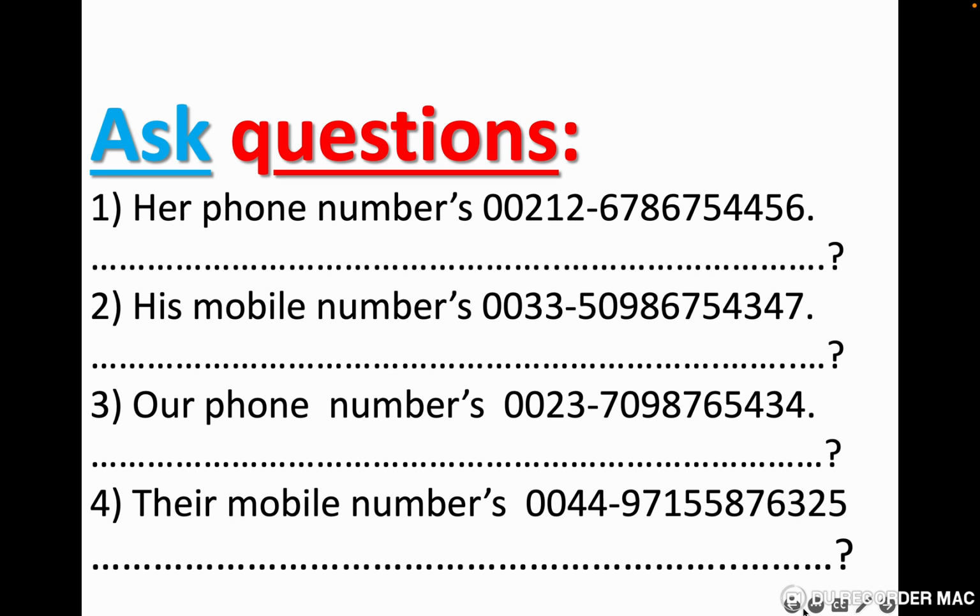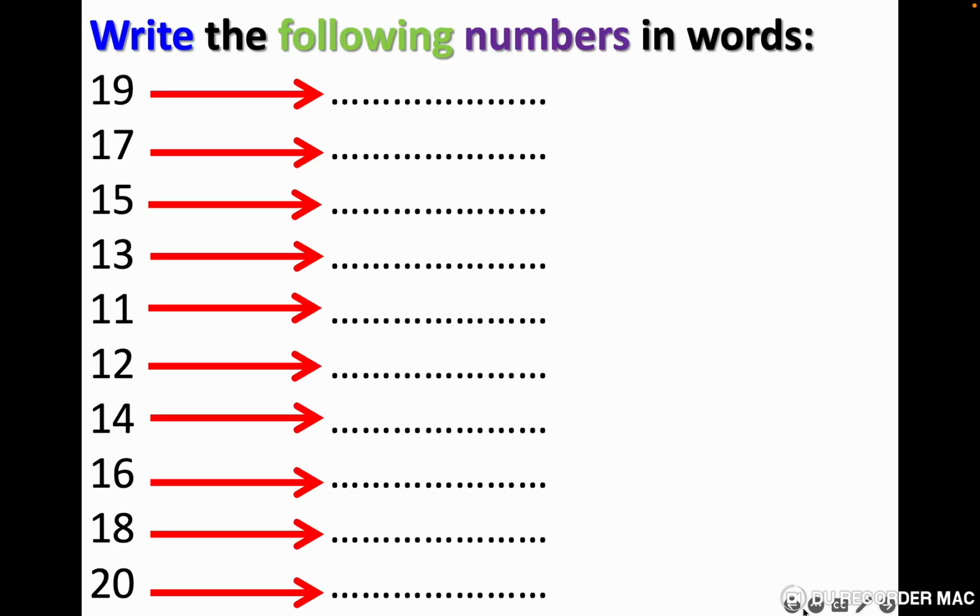Let's go to the next slide. Write the following numbers in words. So these numbers are from 11 to 19. To practice the numbers from 11 to 19. Let's see if you can write them well. So you stop the video, write the numbers, then when you finish, you can go to the next slide.